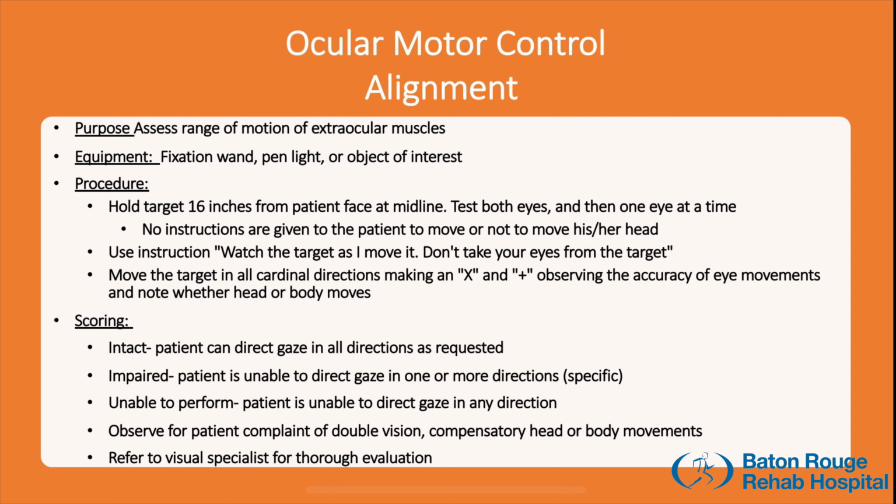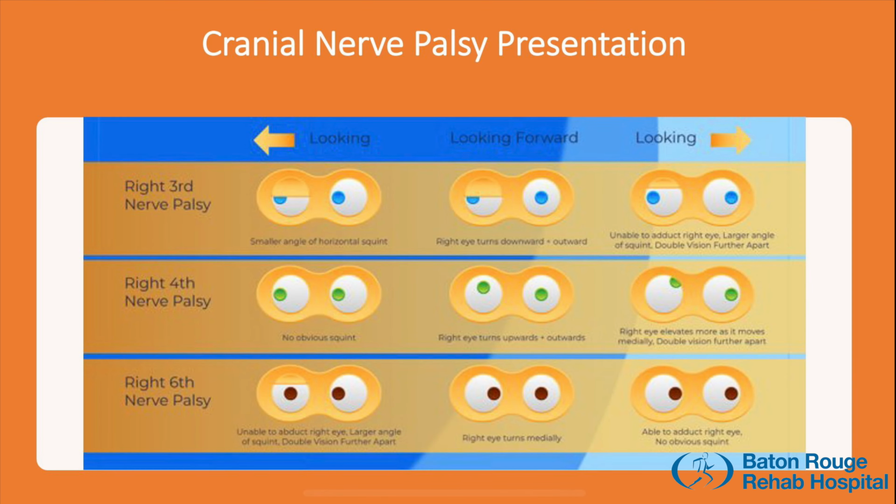If able, instruct the patient to verbalize if they begin to experience double vision in any direction of gaze. Repeat this process again by occluding one eye and then repeating with the other, observing for any range of motion limitations in any direction of gaze. You will score the patient's ocular alignment as intact, impaired, or unable. Be specific in the areas in which you notice limited range of motion and if you notice any eye deviation at rest or with movement.